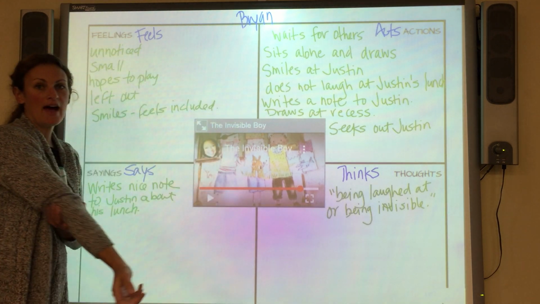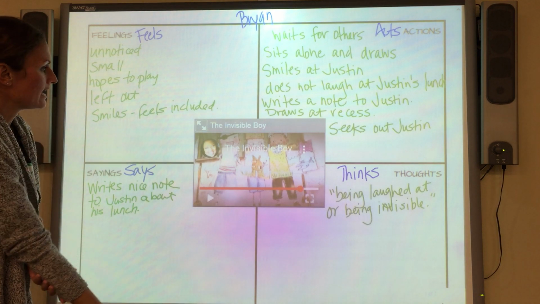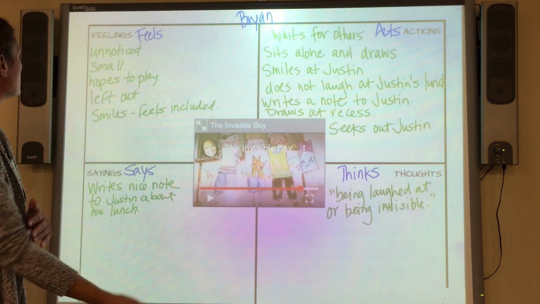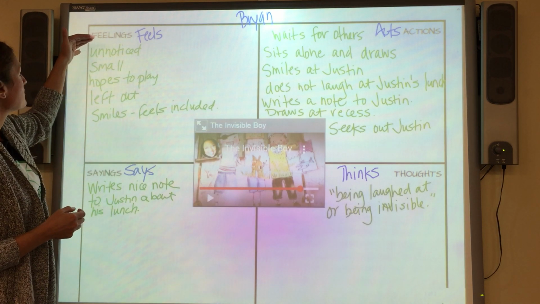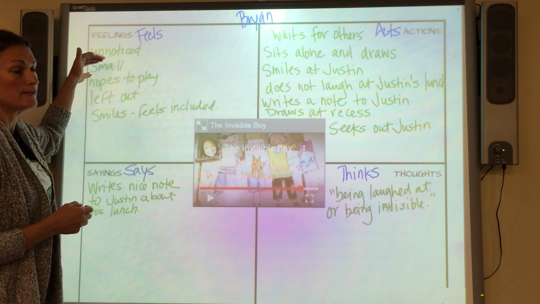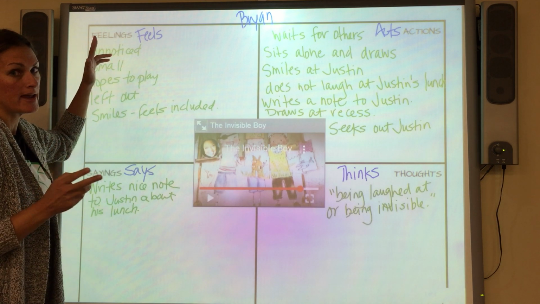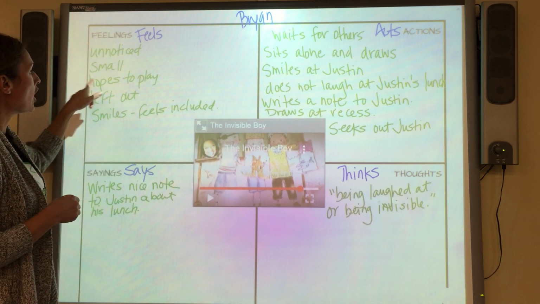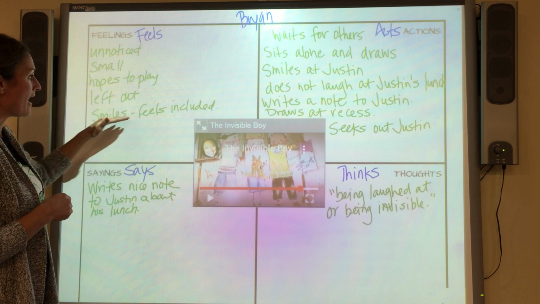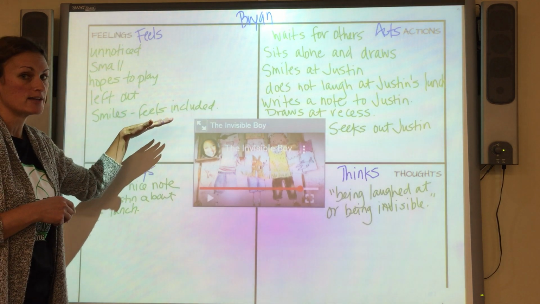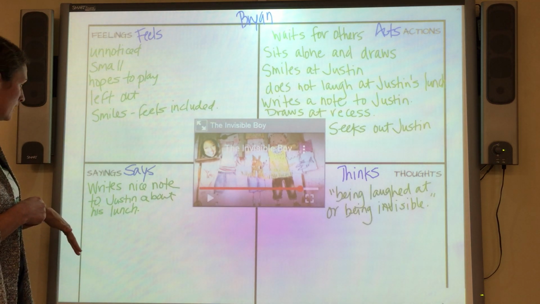So this is how we FAST a fictional character. It's kind of cool because you'll notice you can see your character change. So in the beginning, Brian felt unnoticed. He felt small. He didn't take up a lot of space, was his words. But he hopes to play. But by the end of the story, you see he's smiling and he feels included by Justin. Justin did that for him.